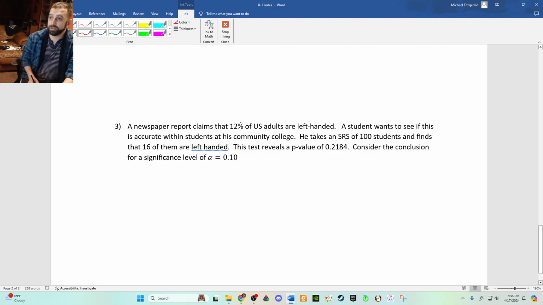Okay, here we go. A newspaper report claims that 12% of US adults are left-handed. That is just a claim. We don't have data or a sample for that. You'll usually see some sample or data for it. A student wants to see if this is accurate with students at his community college. So he takes an SRS of 100 students and finds that 16 of them are left-handed. Take a note, that's a p-hat of 0.16.